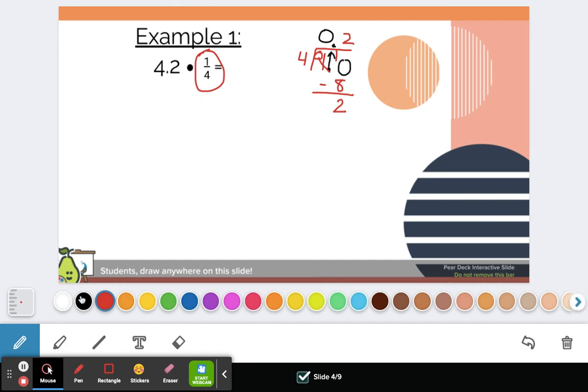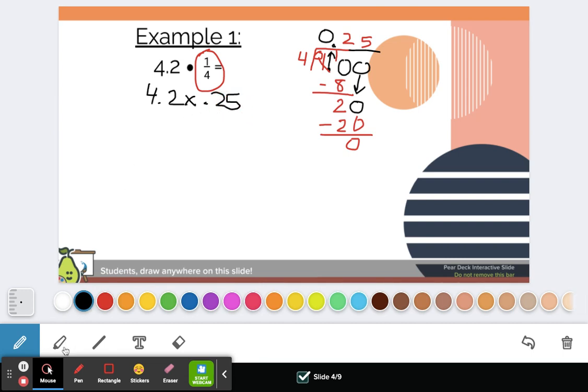In order to do that, we have to add another 0 right here at the end, and I need to bring this down, and let's extend this line. So 4 can go into 20 5 times. 4 times 5 is 20. I subtract and I get 0. Okay, so that means right here we're going to multiply 4.2, and I'm going to rewrite it just like how it looks, times 0.25.